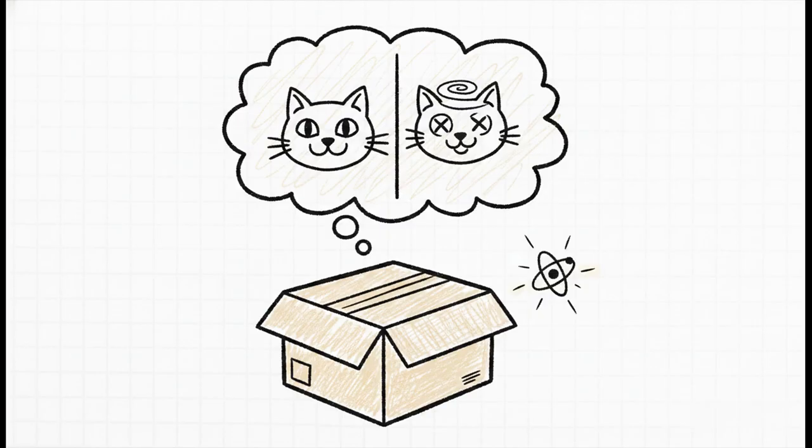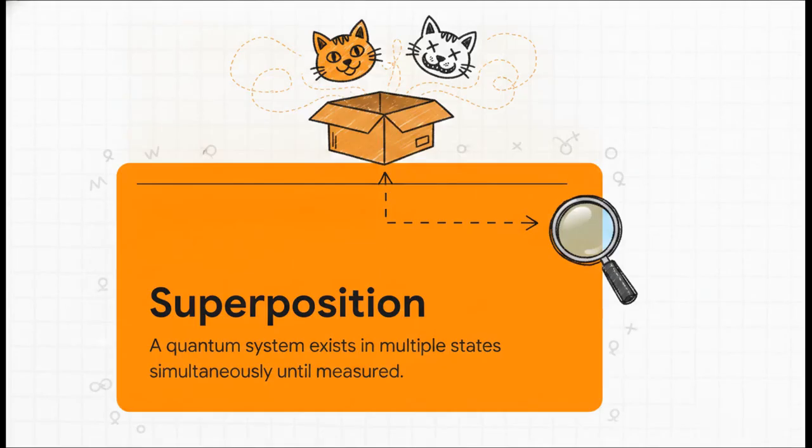Inside this box is a radioactive substance that has an exact 50-50 chance of decaying and releasing a poison. Because the box is sealed shut, we have absolutely no way of observing what's going on inside. According to the rules of quantum mechanics, right up until the exact moment you open that box to check, the cat is in a state of superposition.